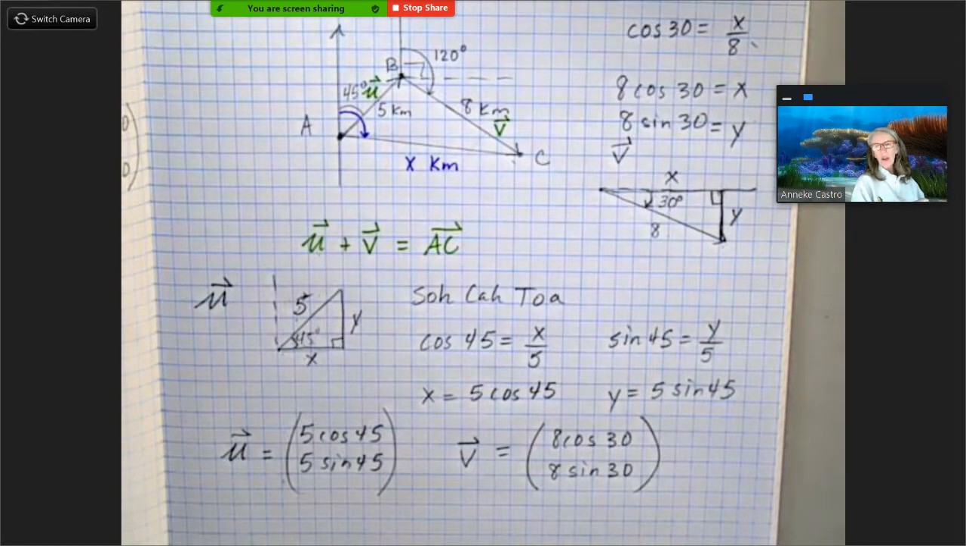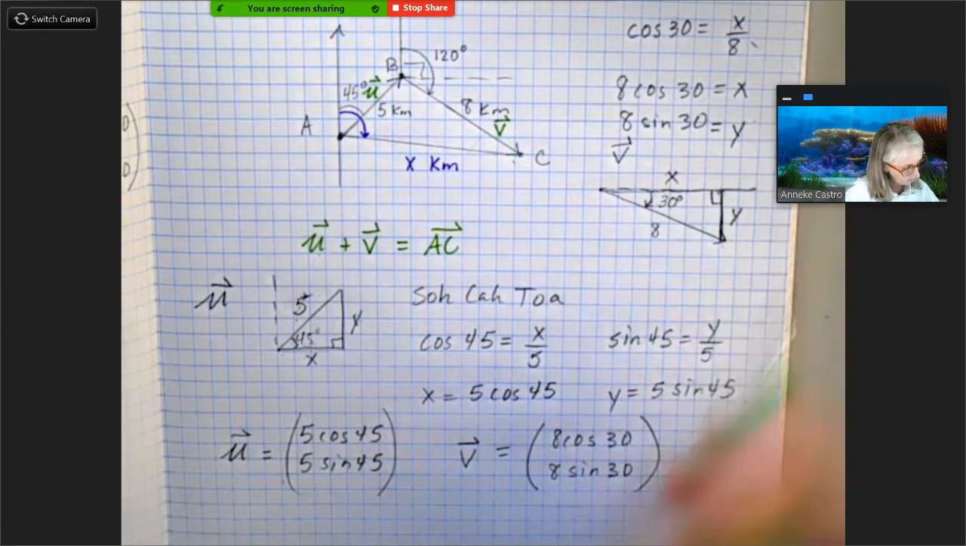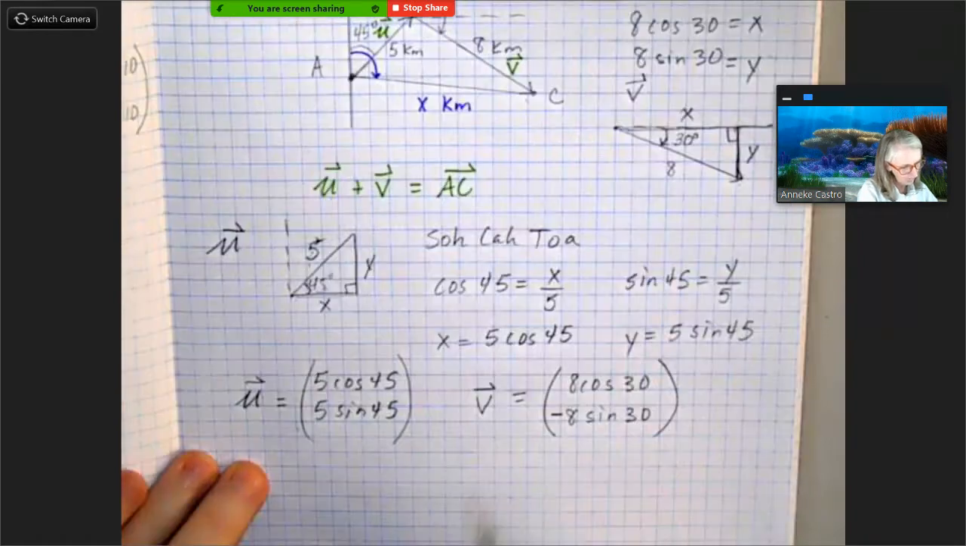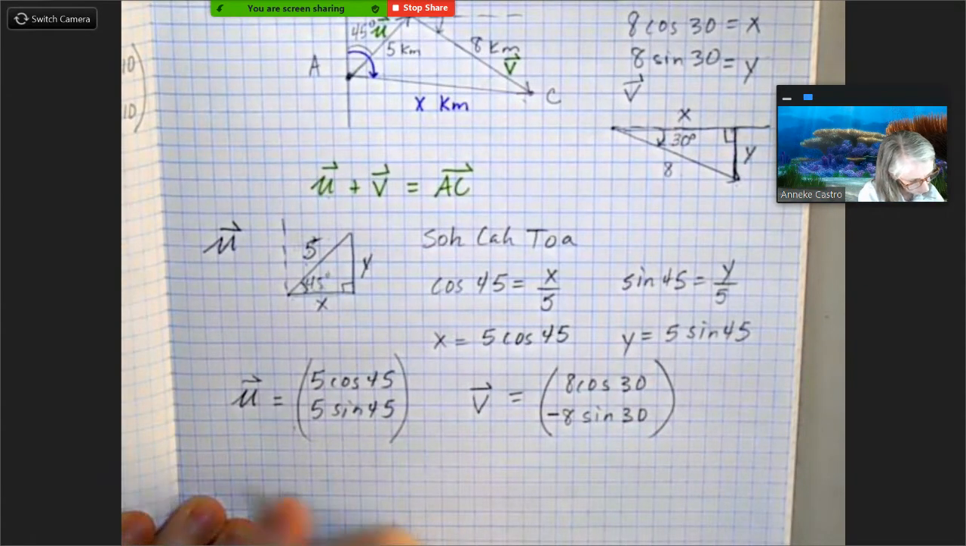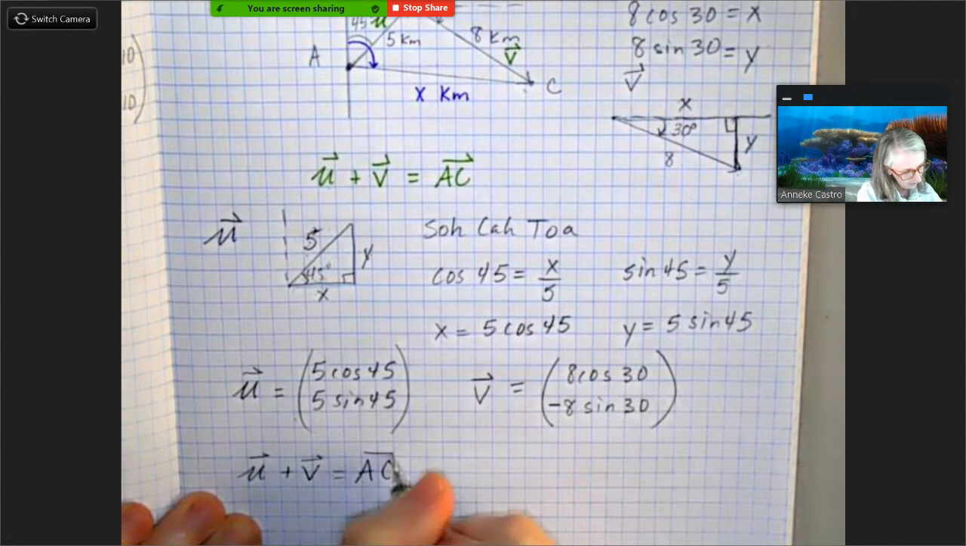The X is the cosine and the Y is the sine. Oh, but I almost forgot. The Y is going to be negative because see, it's going down. So let's make that negative, make the y negative. All right, now I can just add these together. And so u plus v is going to give me my AC. So my AC is going to be equal to these added together.